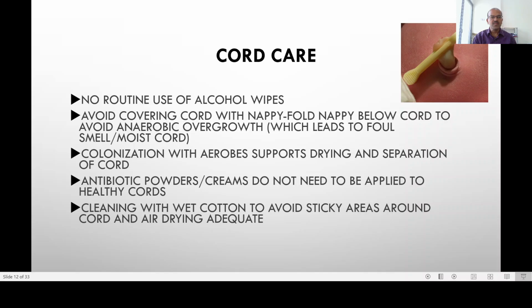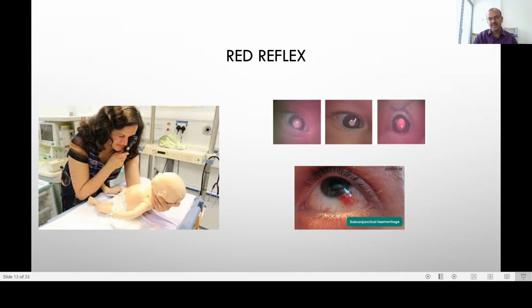So in an awake baby, again, be very gentle. Do the red reflex at the start before the baby starts crying, because once a baby starts crying, the eyelids are screwed in and you cannot really open it to see the red reflex well. If the baby doesn't open the eyes well, you can hold like this and rock the baby back and forth when they open slightly.